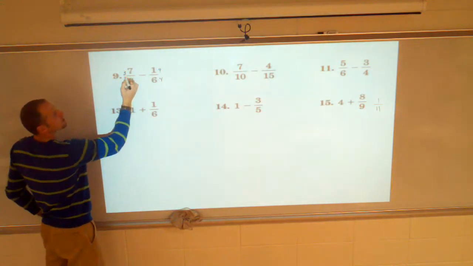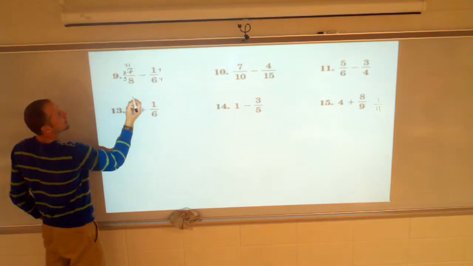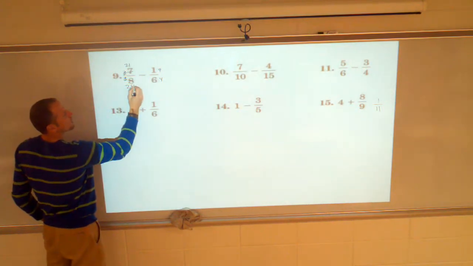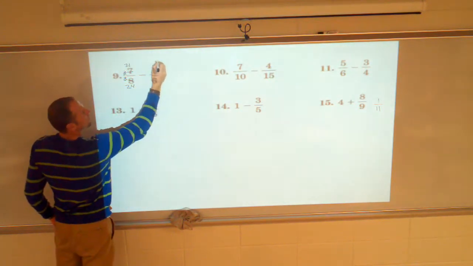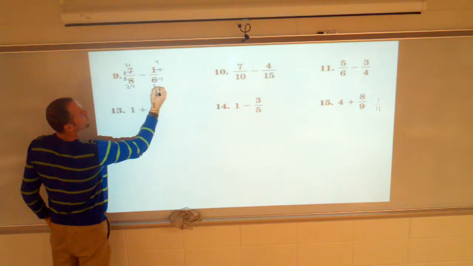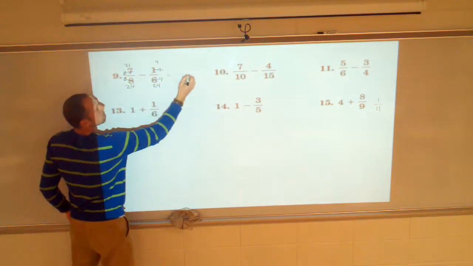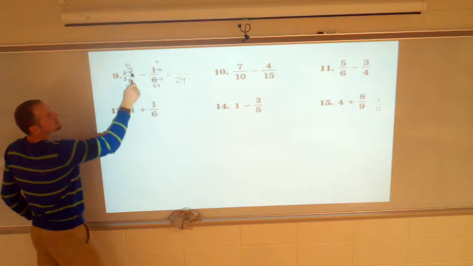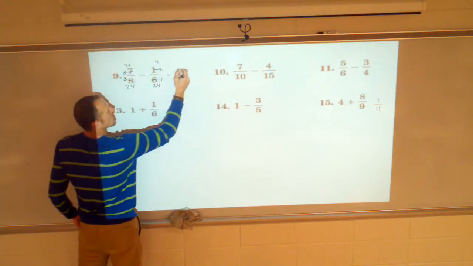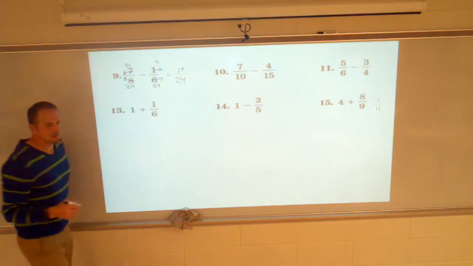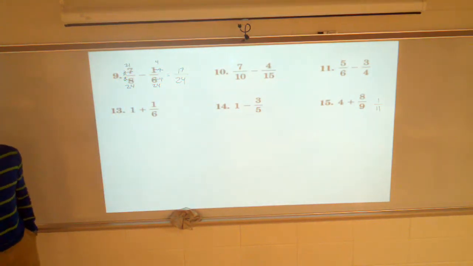So this side, 3 times 7 is 21. 3 times 8 is 24. 4 times 1 is 4. 6 times 4 is 24. Now, bottom the same, 24. Just do the top. 21 minus 4 is 17. So I've got 17 over 24.